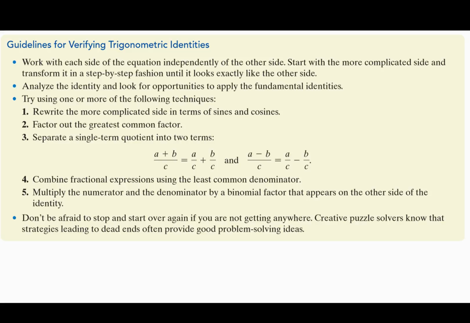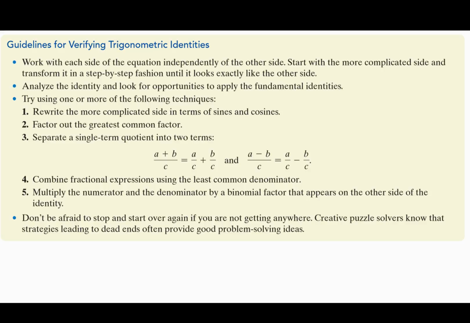So what do you want to do to try to do these problems? First, work with each side of the equation independently. Very important. Start with the more complicated side and transform it in a step-by-step fashion until it looks like the other side. Good way to start: complicated, make it easier. Analyze the identity and look for opportunities to apply some of the fundamental identities, especially a Pythagorean identity. Usually those are the ones that can make these problems a little bit simpler.